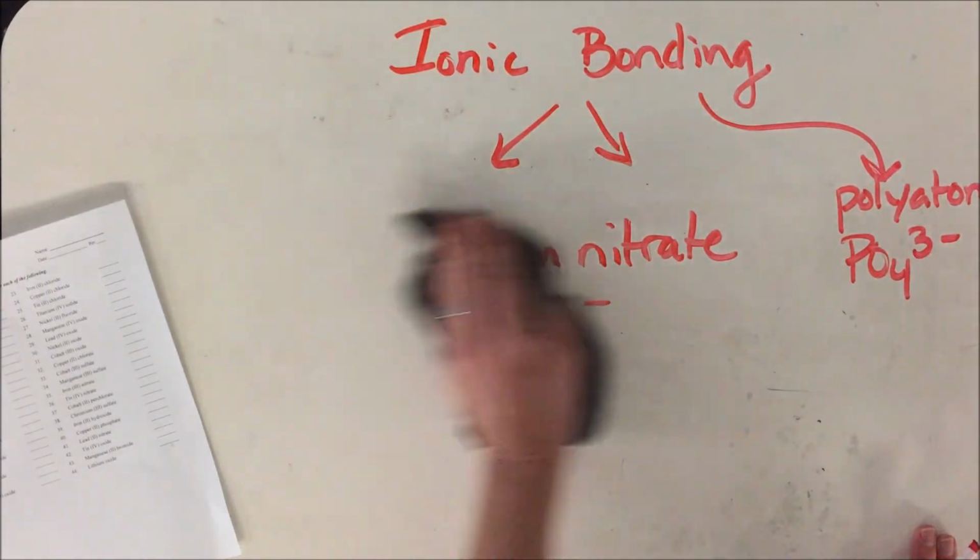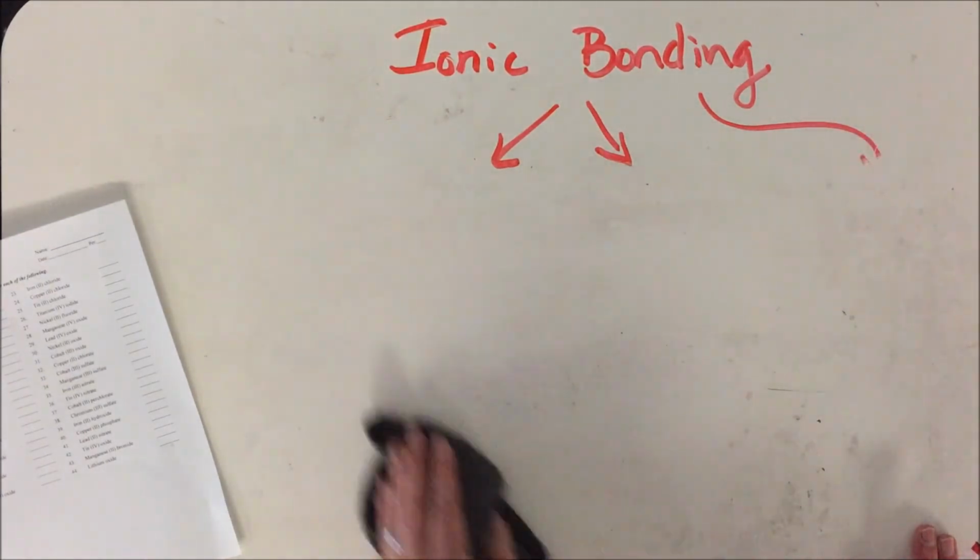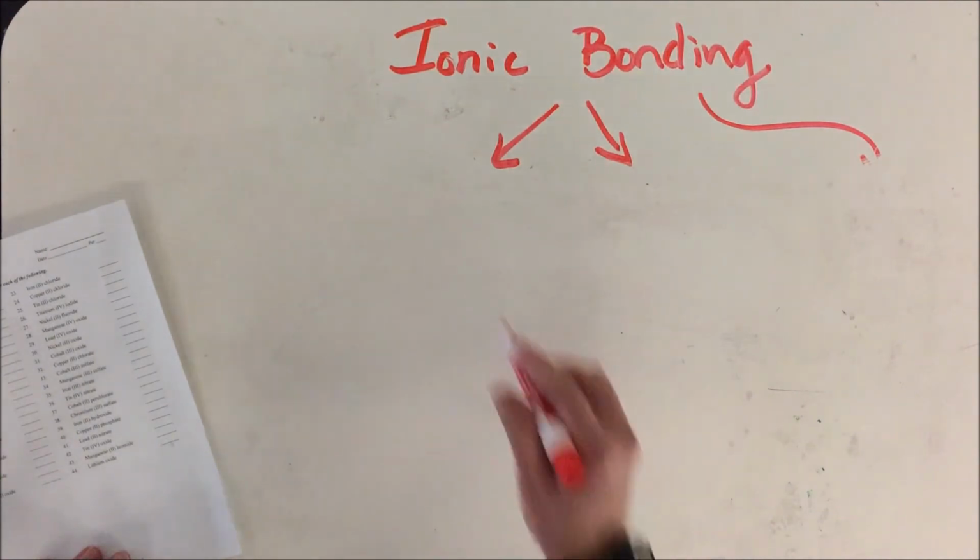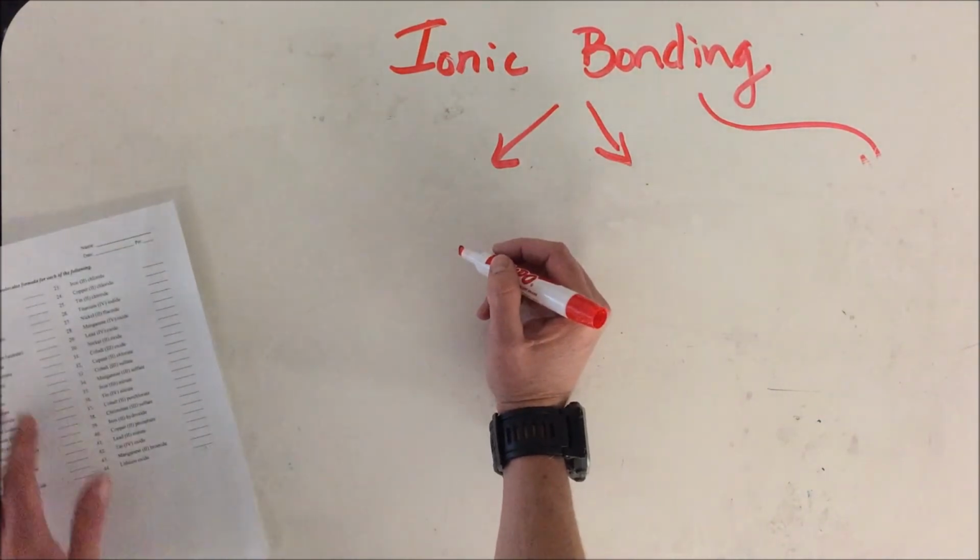Now, for the last part, we're going to go ahead and move on to metallic ionic bonding. This is when we have a metal. I'm looking at number 8.